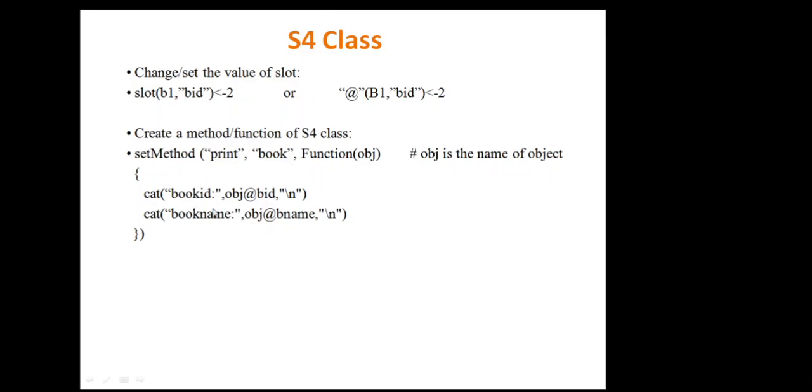So here I want to display like this: book ID, then the id of the book, that is obj@bid. Okay, so here instead of dollar we are using the @ sign, and then cat book name equals obj@bname. So whatever object we pass as an argument, it will display the book id and book name from that object. Now while calling this particular function, we need to write print and then in brackets b1, the name of the S4 class object.